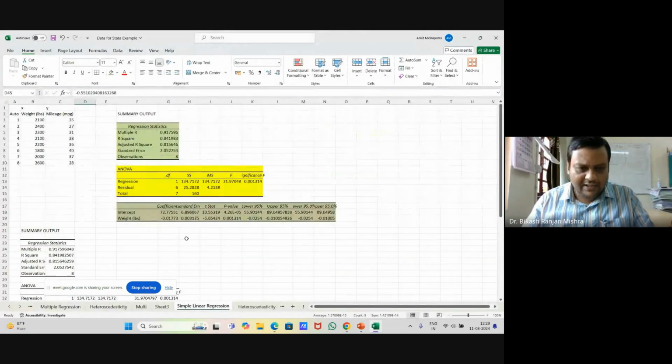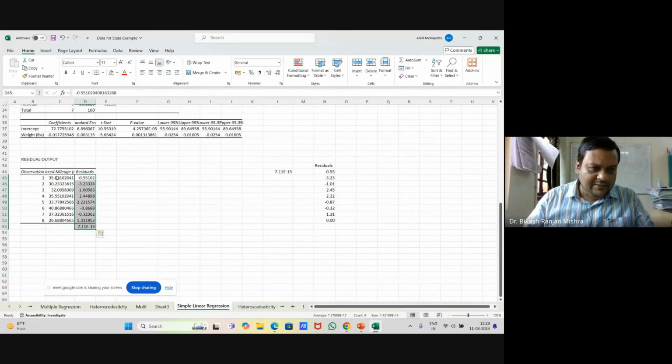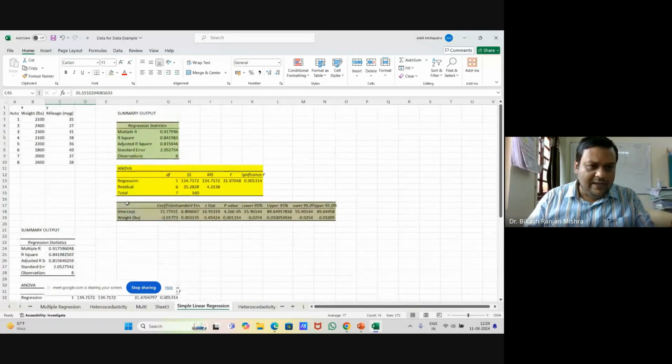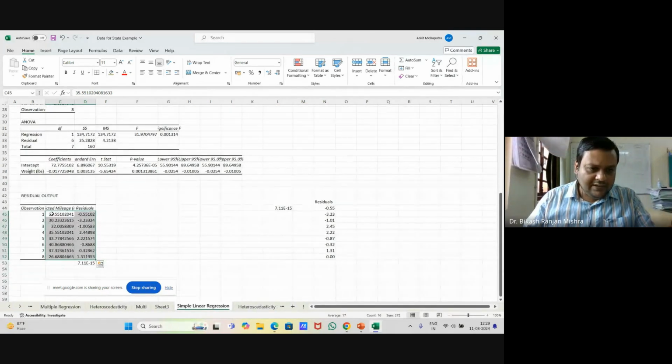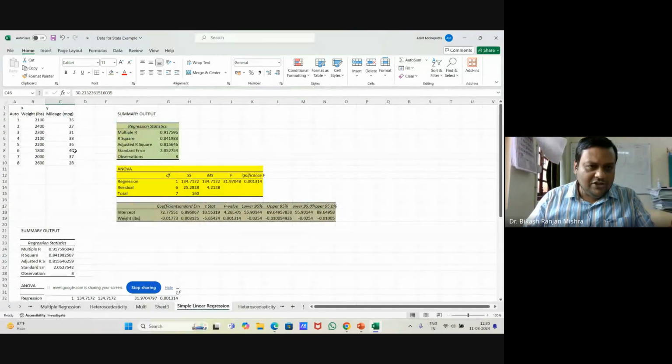If you pay attention to this part, this is nothing but y hat, and this is nothing but your error term. So if you add them together, whatever value comes out will be exactly equal to this mileage, 35. Just pay attention: 35.55 something plus minus 0.55 something will be equal to 35. Second point is that 30.23 something plus minus 3.23 something will give rise to 27, which is the figure over here. So this is exactly the way in which we have done it. So this is what is called regression output.